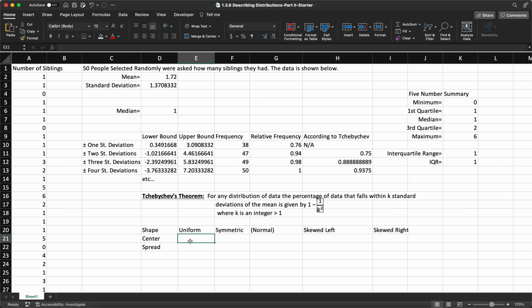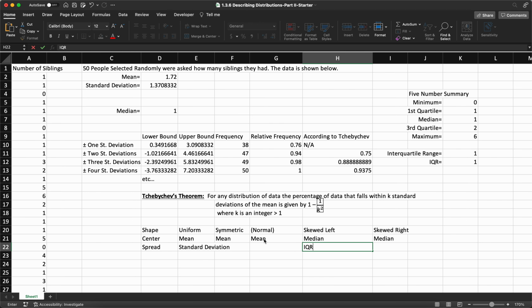Now, if our data are uniform, symmetric, normal, then the measure of center we want to use is the mean. If our data are skewed, we want to use median. If we're using the mean to describe the center, we're going to use standard deviation to describe the spread. If we are using the median to describe the center, we're going to use IQR to describe the spread.